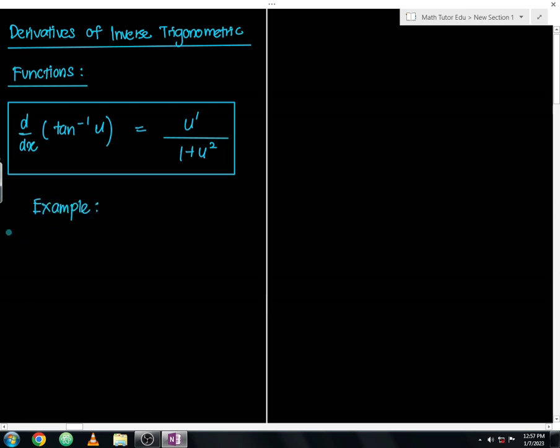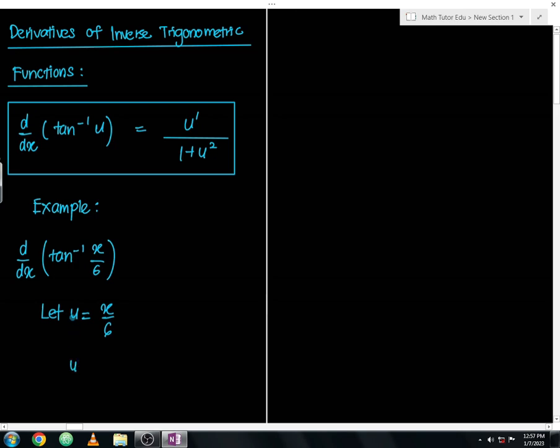Given that you have a problem of tangent inverse x over 6, how are we going to solve this? The step is very standard. What you're going to do is use the substitution method. We're going to let u equal x over 6, and then we're going to differentiate the equation.